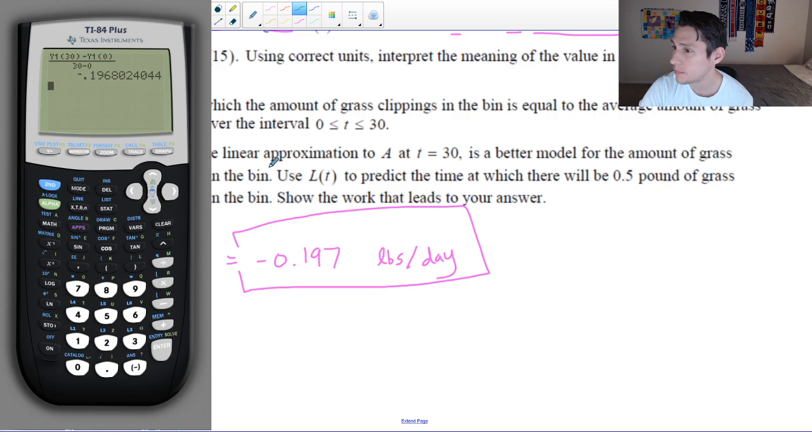Right. Part B, find the value of A prime of 15. Using correct units, interpret the meaning of the value in the context of the problem. So this is one of those things where we have to not only calculate the number, but not only just say units, but like, what does this actually mean? Okay, what is this telling us?